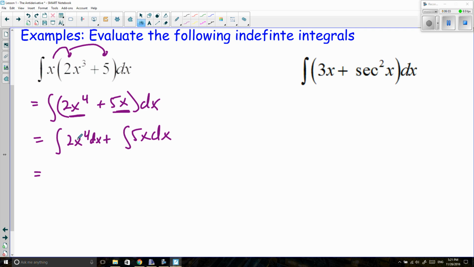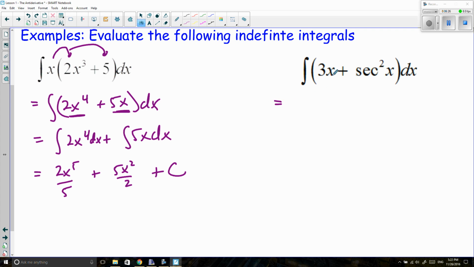But when we take the integral of 2x to the power of 4, I get 2x to the power of 5 over 5, okay? And then we're going to add the integral of 5x, which is just 5x squared over 2. And then we're going to add the c value. So honestly, you can split it up, but you don't have to.